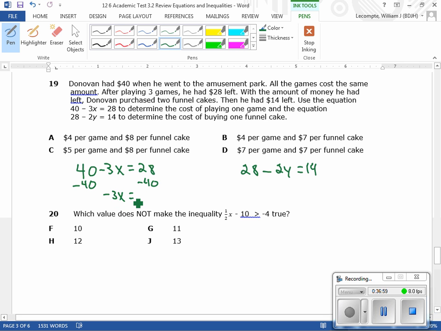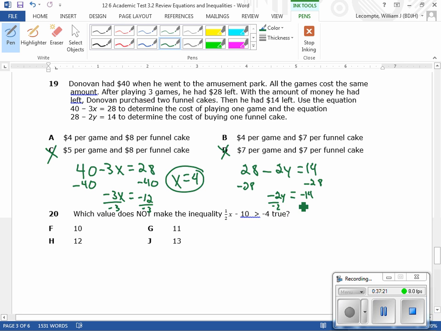Now, if I subtract 28 from both sides, I get negative 2y is equal to negative 14. Divide by negative 2, and I get y is equal to 7. So I would say B would be my answer.